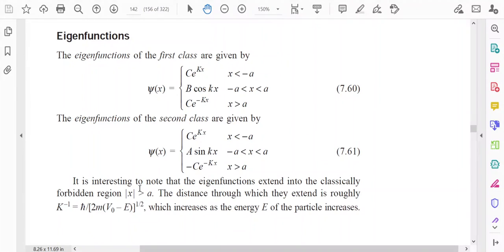Now it is interesting to note that the eigenfunctions extend into the classically forbidden region, mod x greater than a, because you see that for x greater than a there is some value of the wave function. For the first class, psi x is equal to C e to the power minus Kx, and for x less than minus a, psi x is minus C e to the power Kx. The distance through which the extension is possible is K inverse, equal to h cut divided by 2m into V0 minus E to the power half, because we know the value of K. This distance increases if the energy E of the particle increases.